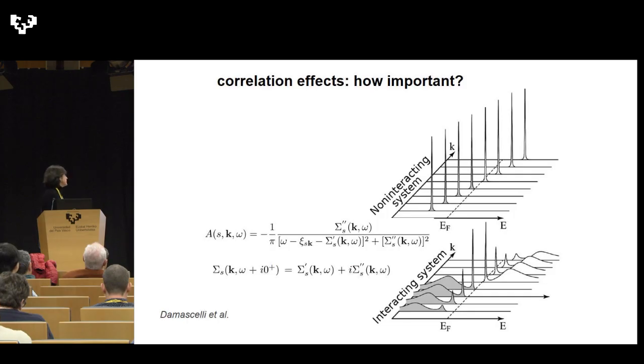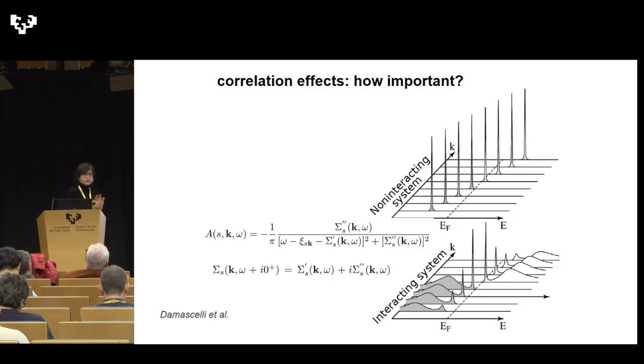What we mean by correlations is this: if we have a system which is non-interacting, and here what I'm drawing is the spectral function, so basically what you measure in ARPES experiments, then in a non-interacting system you are going to have delta functions. Your quasi-particles live forever in principle, in the ideal non-interacting case, because there are no interactions.